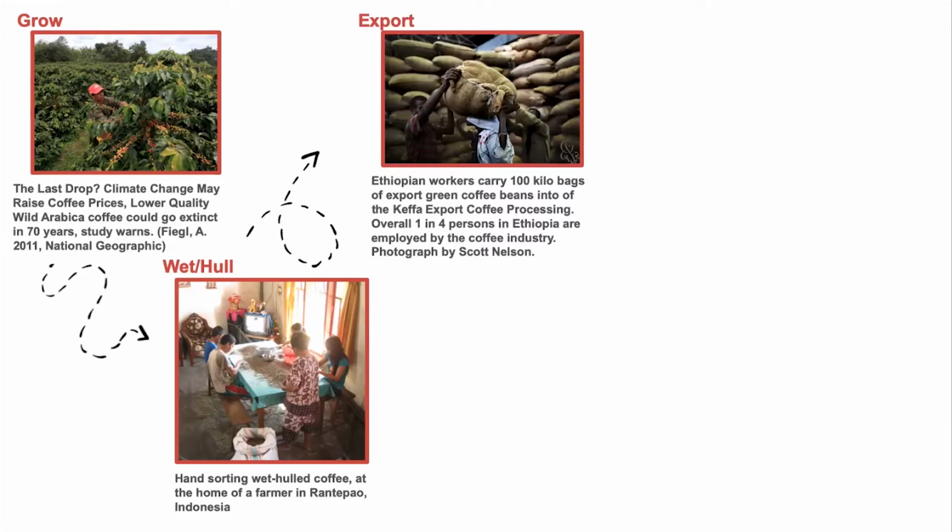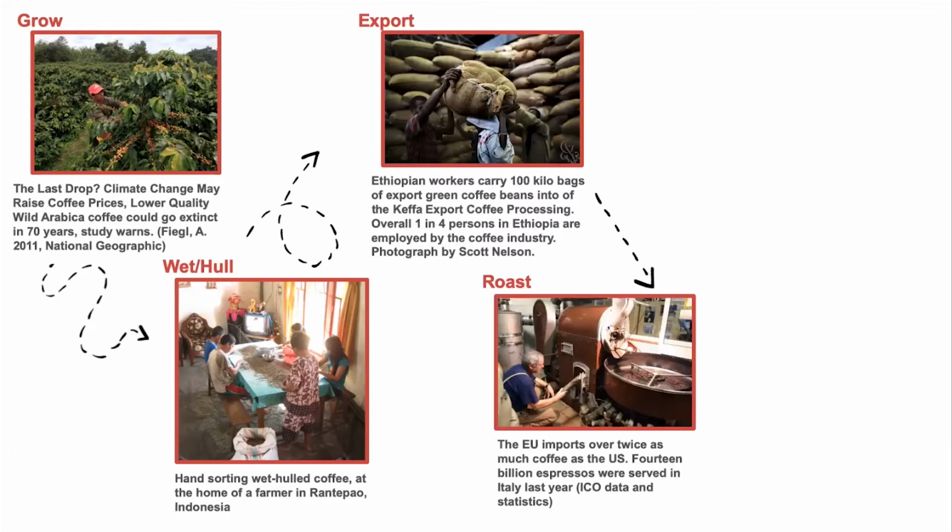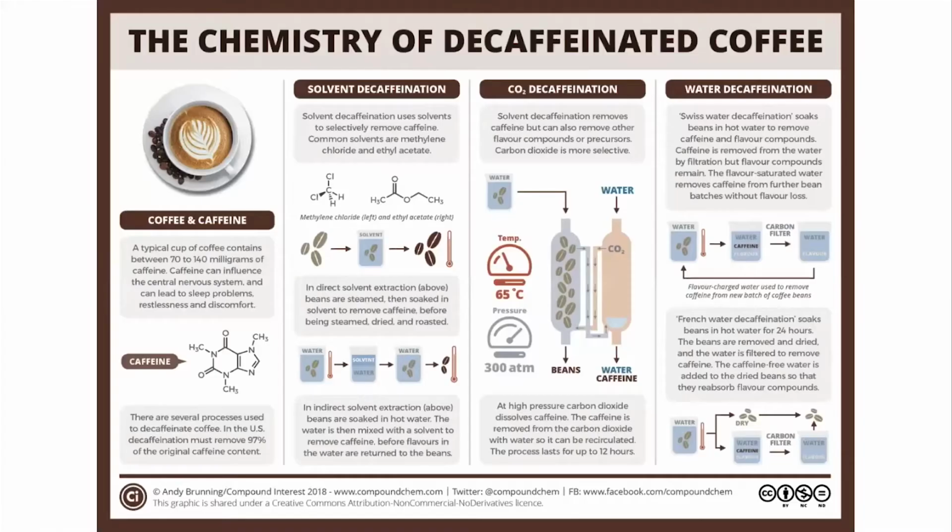After export, beans get to its destination and then it has to be processed. This is where roasting and decaffeination comes in. So I've got a lot of questions before about the decaffeination process. Decaffeination basically is a process to remove caffeine from the beans. It is usually done with a solvent.